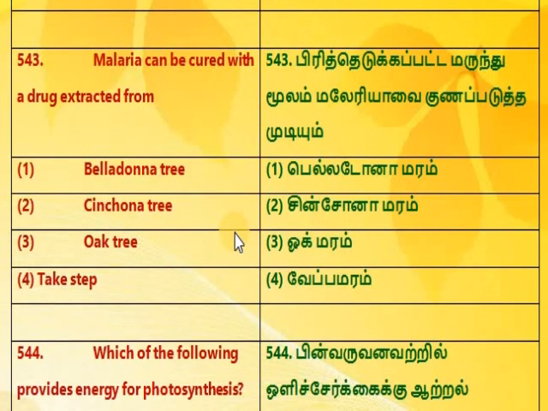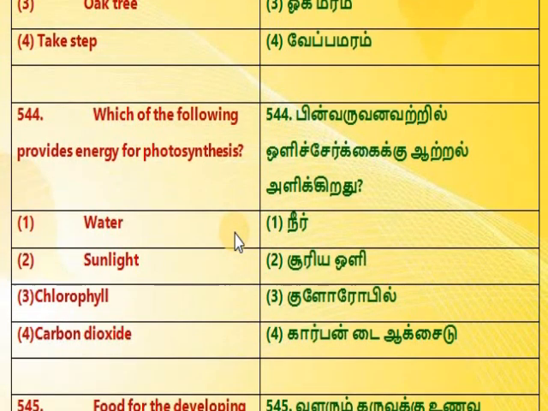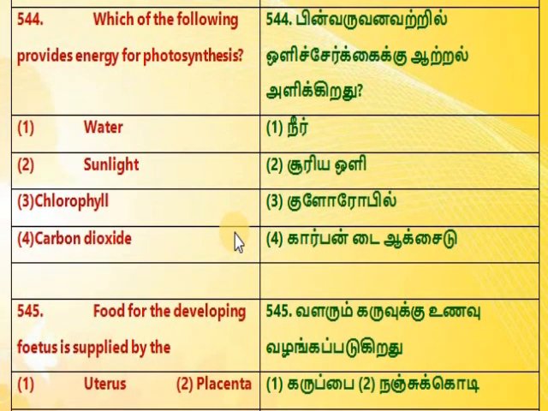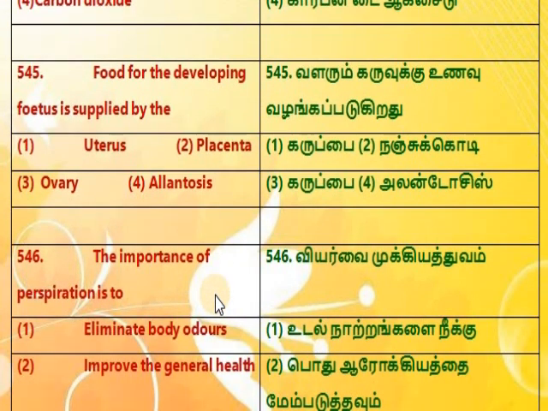543. Malaria can be cured with a drug extracted from 1. Belladonna tree. 2. Cinchona tree. 3. Oak tree. 4. Teak tree. 544. Which of the following provides energy for photosynthesis? 1. Water. 2. Sunlight. 3. Chlorophyll. 4. Carbon dioxide. 545. Food for the developing fetus is supplied by the 1. Uterus. 2. Placenta. 3. Ovary. 4. Allantois.